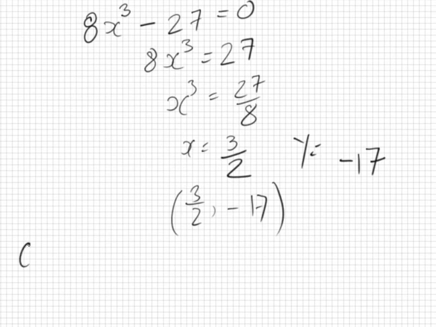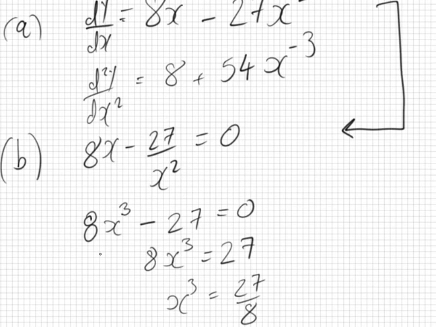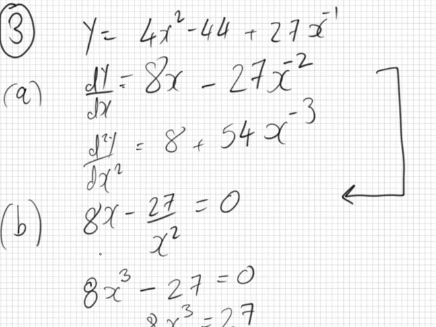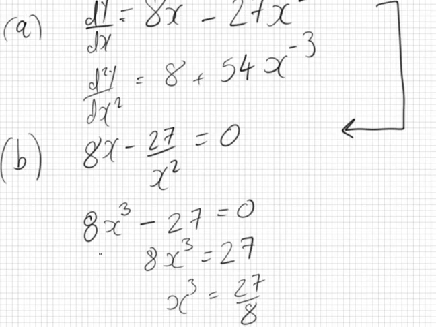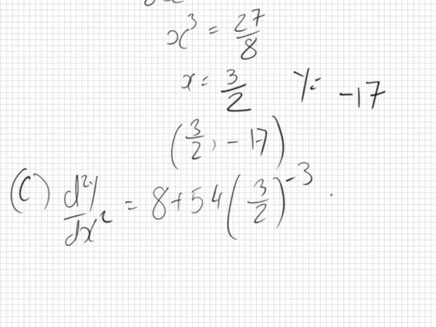So the second derivative now, what's the second derivative here? Well, where was the first derivative gone? You find y from the first one? Yep, the original, not the derivative. No, the original. Oh look, I already have the second derivative here, so I just need to put in my value for x. So it was 8 plus 54, 3 over 2 to the minus 3. Well, I don't need a calculator to tell me that that's positive.